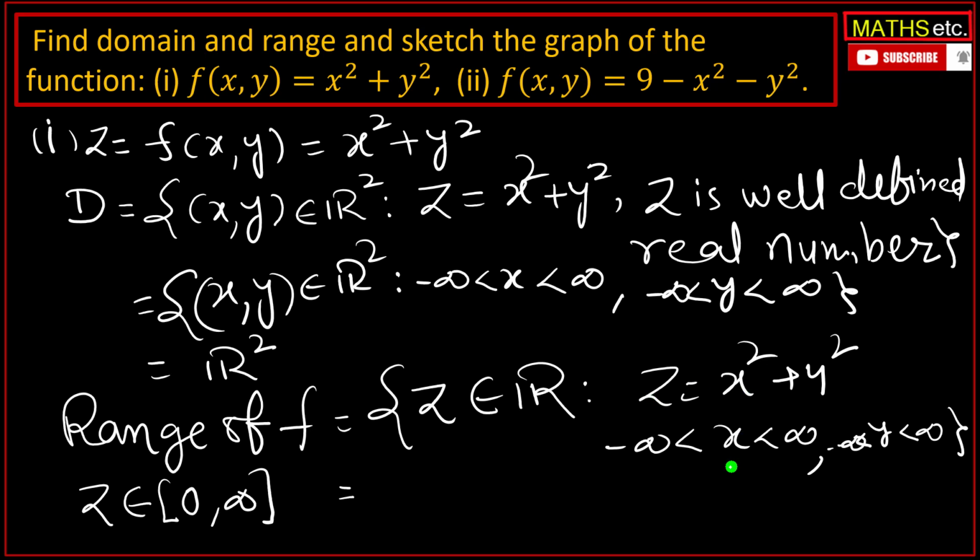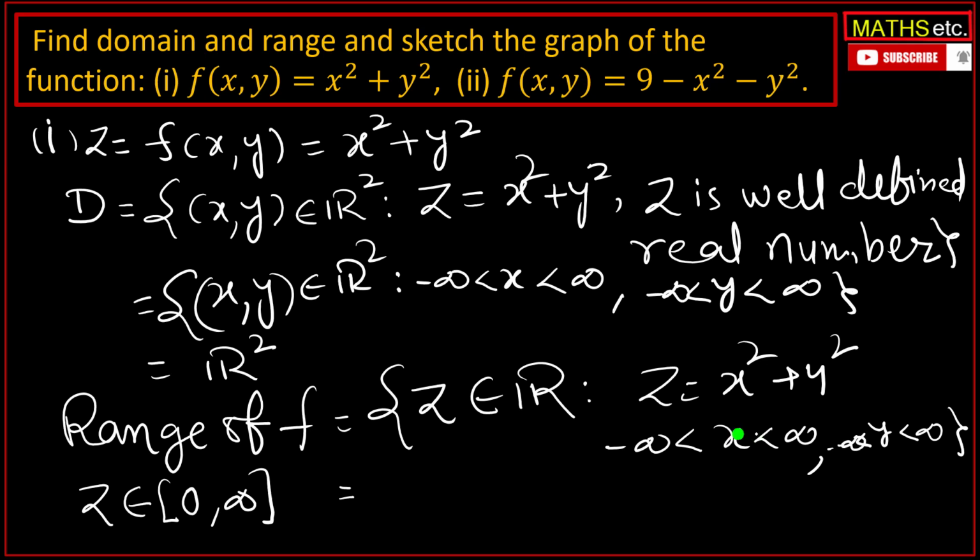Let us go back to our rule. What is the minimum value of z for this interval? So z will be minimum when x squared plus y squared is minimum. And when will x squared plus y squared be minimum? When x is equal to 0 and y is equal to 0, right? So the minimum value of z will be 0.